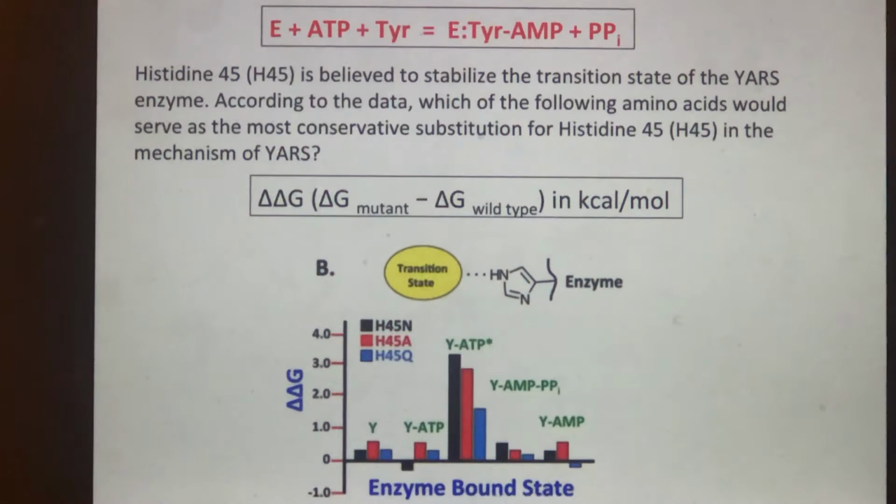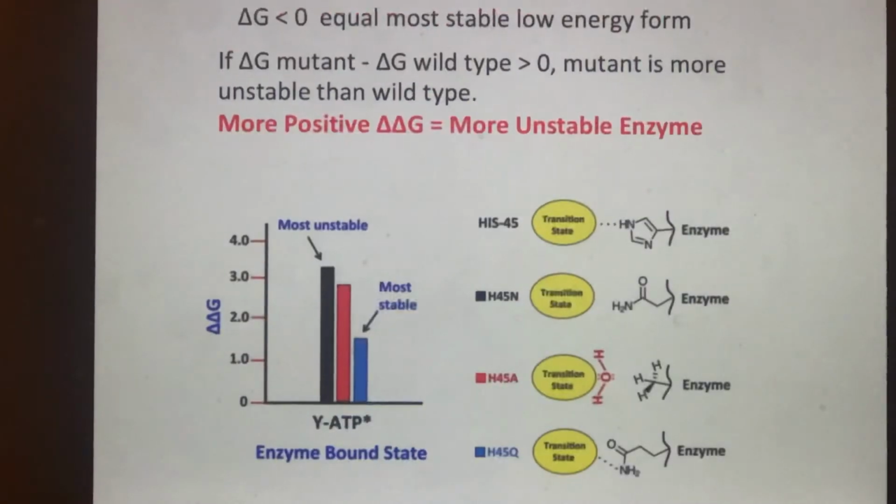And you think about what those look like in your head, and you recognize that if delta Gs that are less than 0 are the low energy stable form, then by definition, more positive delta delta Gs are more unstable substitutions and more unstable enzymes. And that's because if the delta G of the mutant minus delta G of the wild type is positive, then the mutant is more unstable than the wild type.